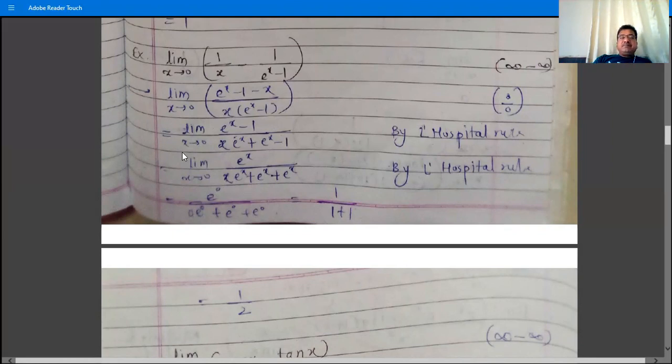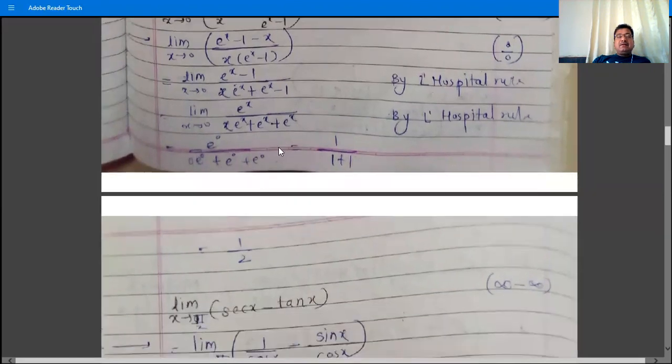And then limit x tends to 0, e raised to x minus 1 over that, again apply L'Hospital's rule because we have 0 by 0 form. e raised to 0 is 1, 1 minus 1 is 0, and the value of the denominator is also 0 if we substitute x as 0. So apply L'Hospital's rule: the derivative of e raised to x is e raised to x, and of minus 1 is 0. For x into e raised to x, the derivative by the u into v rule is x e raised to x plus e raised to x into 1. Then the derivative of e raised to x is e raised to x, and of minus 1 is 0. And then substitute x as 0.